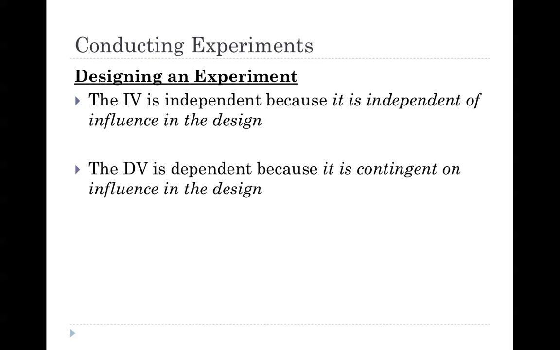And then remember, when designing an experiment, your independent variable is independent because it is independent of influence in the design. It is doing the influence on the participant's dependent variable. And the dependent variable is dependent because it is contingent on the influence in the design. So I hope you really understand why the independent variable is independent of the design; it's doing the influence on the dependent variable, which is being influenced.